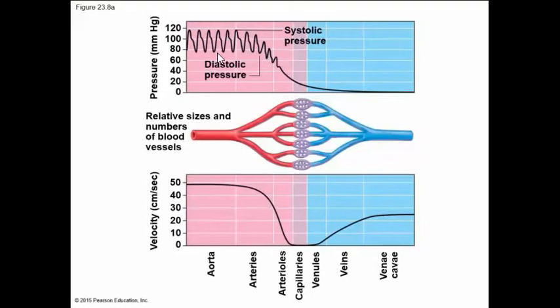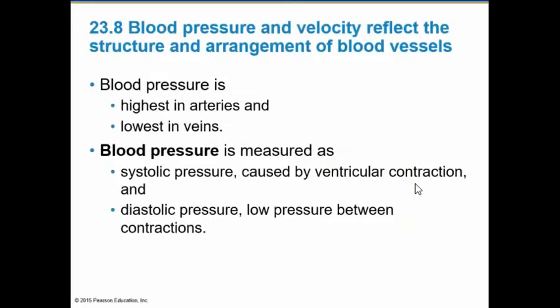So, blood pressure is measured as systolic, that's the pressure when the heart's contracting, and diastolic, when the heart's relaxed. Blood pressure is highest in the aorta, but as the aorta branches into the arteries and arterioles leading to capillaries, it diminishes. Blood pressure is less in veins than in arteries. As I said, blood pressure is highest in arteries and lowest in veins.